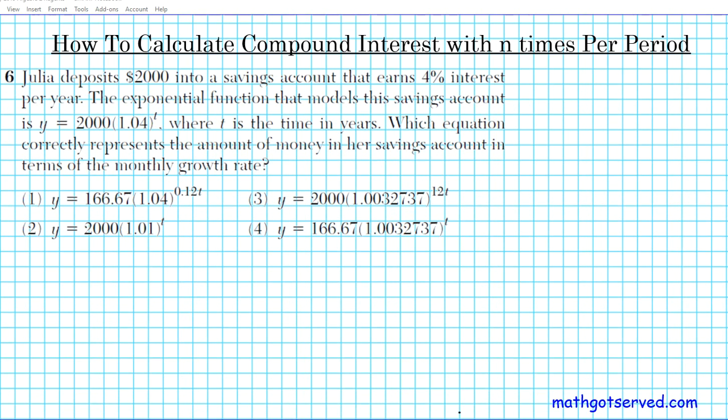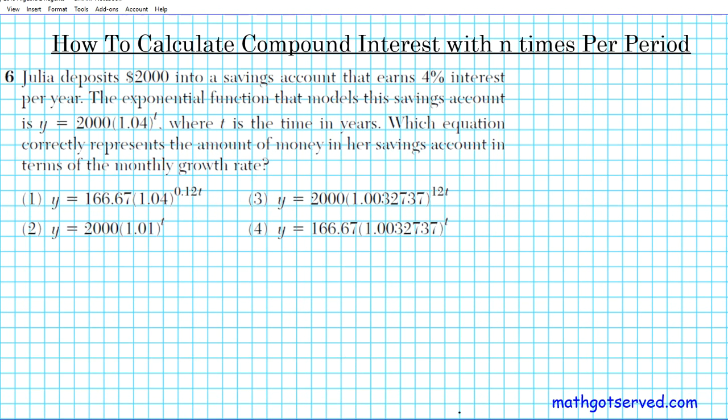Alright, let's take a look at question 6. In question 6, we are being assessed on how to calculate the compound interest when you have n times per period. Question 6 reads, Julia deposits $2,000 into a savings account that earns 4% interest per year. The exponential function that models this savings account is y equals 2,000 times 1.04 raised to the t power, where t is the time in years. Question, which equation correctly represents the amount of money in her savings account in terms of the monthly growth rate?